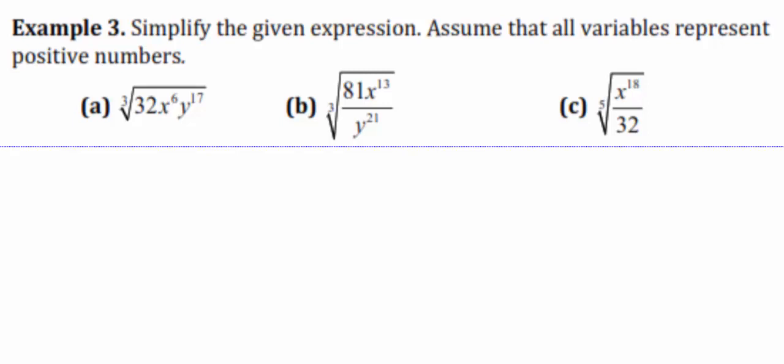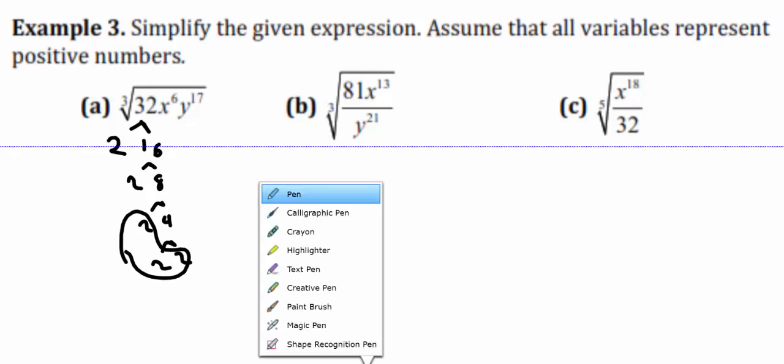All right, so notice with A, we got to do the cube root. So I'm going to break apart 32 and see what I have here. What do we have? 2 times 16. 16 is 2 times 8. 8 is 2 times 4. And 4 is 2 times 2. So let's see how many groups of 3 we have. There's 1, and we only have 2 2s left. So we know that we can put a 2 on the outside because of that group of 3.